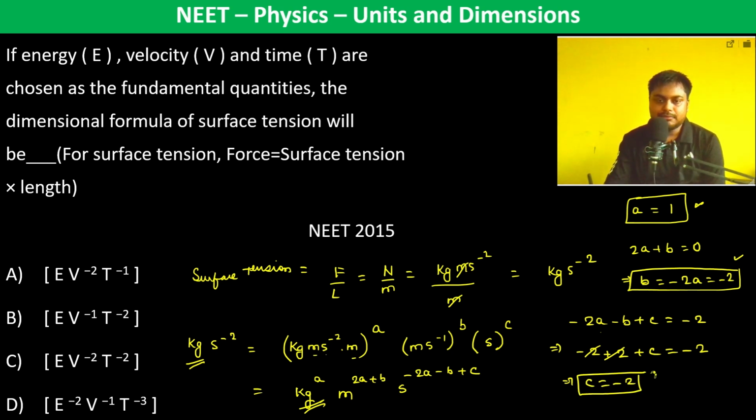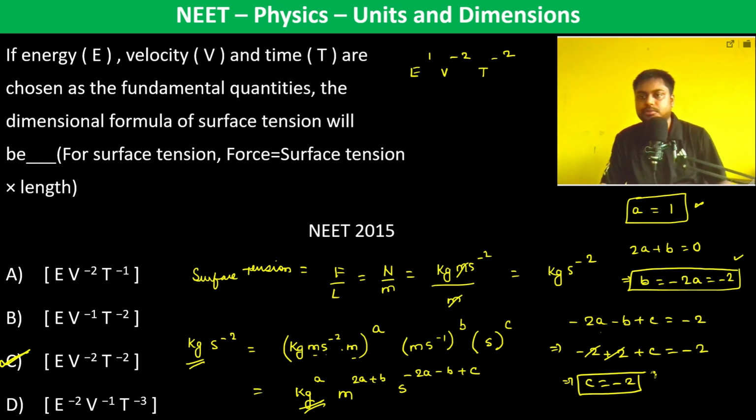So we'll be having, so this was energy, so energy to the power a, 1, velocity to the power b, which is minus 2, and time to the power c, which is again minus 2. So E to the power 1, V to the power minus 2, T to the power minus 2. So therefore option C is going to be the correct one.